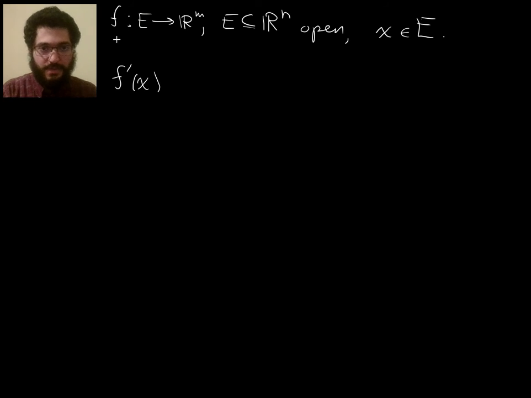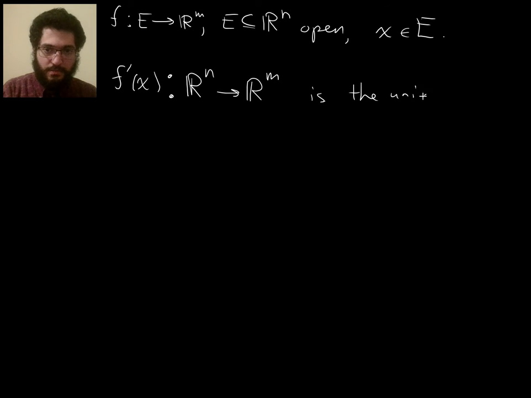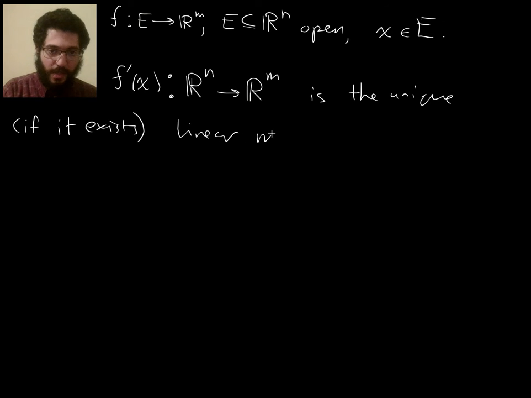So let's just get things set up. Say f maps an open set E to Rm, x is in E, then f prime x we have defined to be a certain linear map from Rn to Rm, if it exists. If it exists, then it's the unique linear map that satisfies this limit statement.